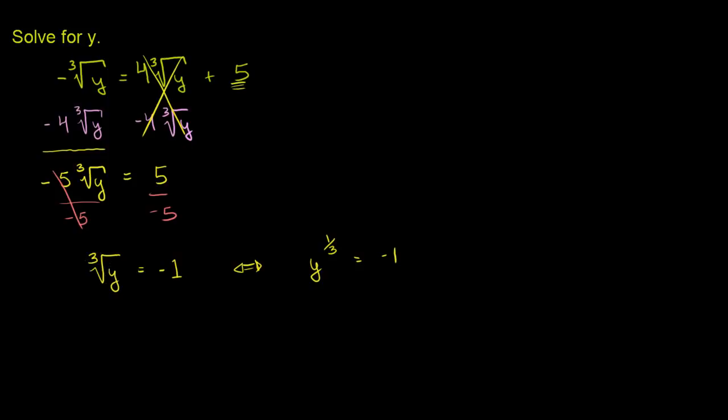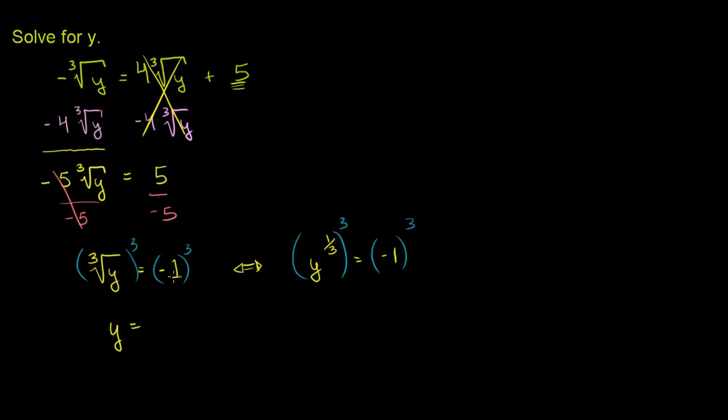So if we take both sides of this equation to the third power, you can see here, y to the 1/3 to the third, that's like saying y to the 1/3 times 3 power, or y to the first power. That's the whole point of it. If you take the cube root of y to the third power, that's just going to be y. So the left-hand side becomes y.